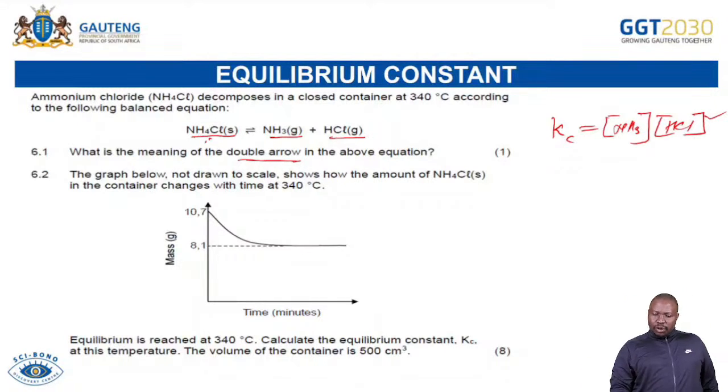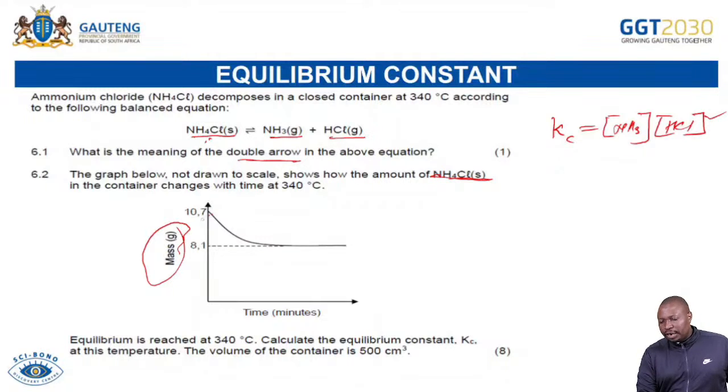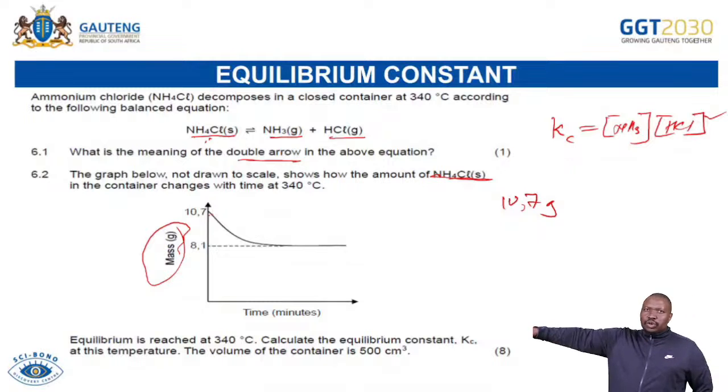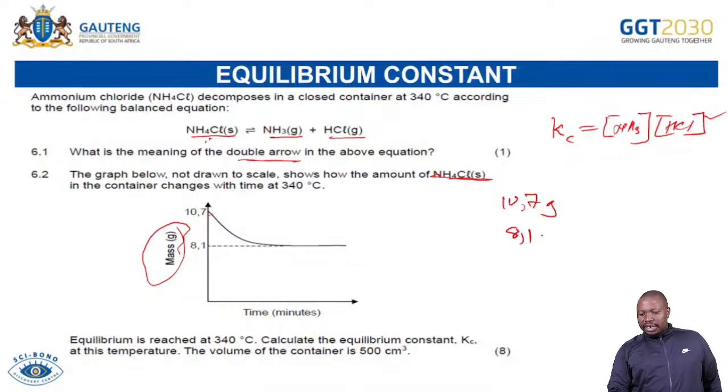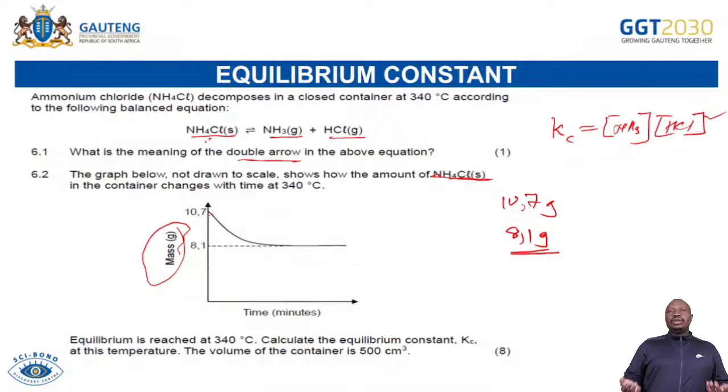But in this case, we're given the mass of ammonium chloride initially. Remember, we said it will decrease. So you can see that ammonium chloride was 10.7 grams. But at equilibrium, when the line becomes horizontal, we no longer say the reactants are used up. We say it has reached equilibrium, because this is question 6. So you are able to say at 8.1 grams, we are now at equilibrium. Then you know that equilibrium has been reached.